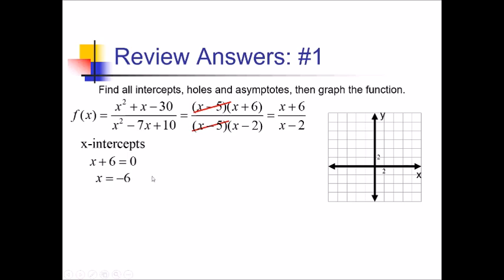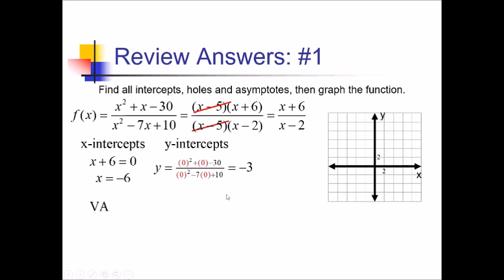And then for y-intercepts, I have to plug in 0 to the original function. So if I do that, everything conveniently zeroes out except for a negative 30 and a 10, which I can reduce to negative 3. All right, let's go ahead now and find some asymptotes.